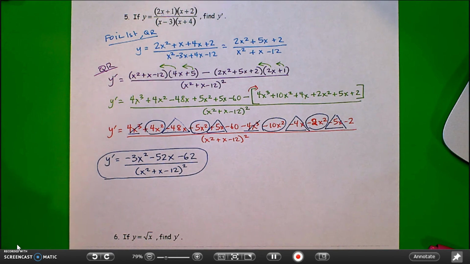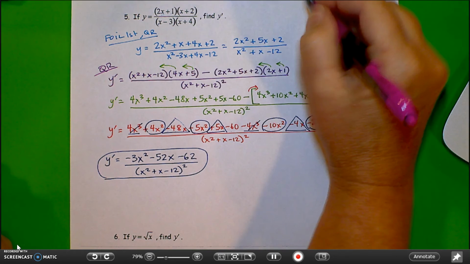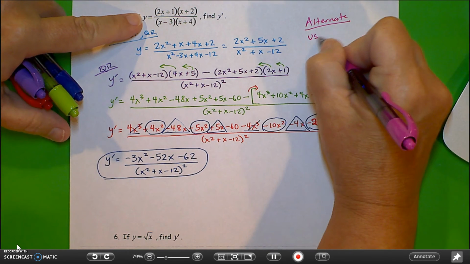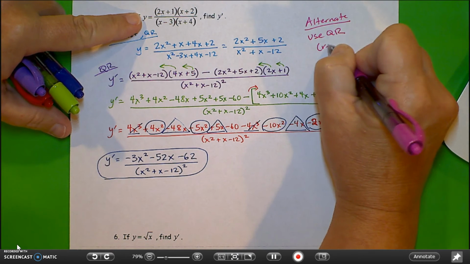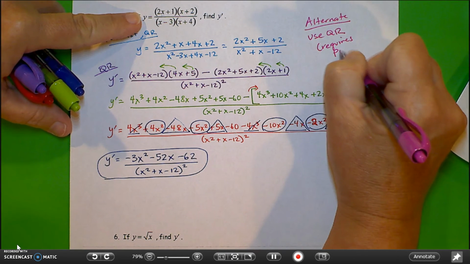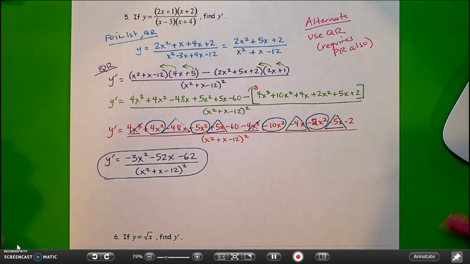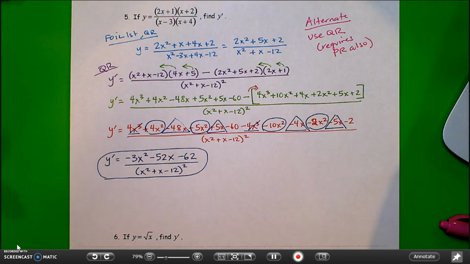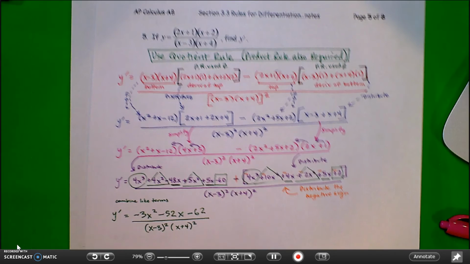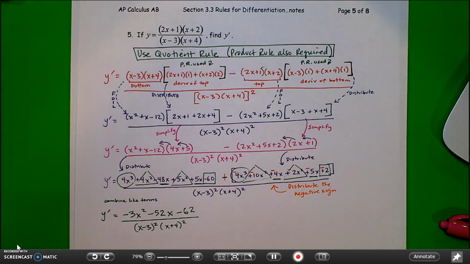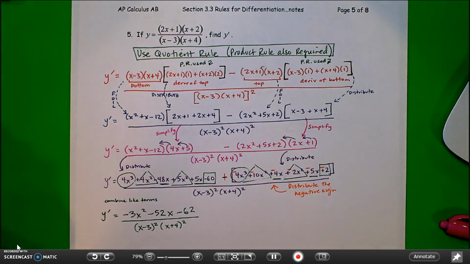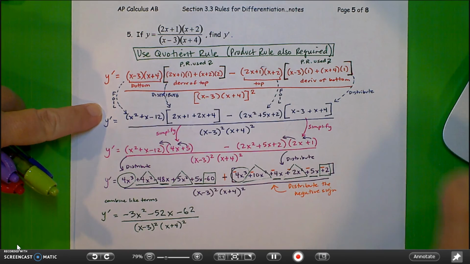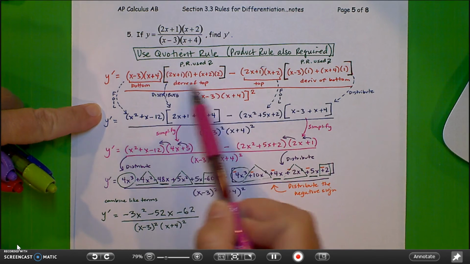The alternate method that I mentioned would be to use the quotient rule from the get-go, but it would require the product rule also. Okay, so I actually did that one already. I'm going to show you the results of that. And actually it looks pretty messy compared to what we just did. Here it is. This is when the quotient rule is done with the product rule embedded. So if you notice, the big quotient rule, but in order to do the derivative of the top or bottom in these brackets, there's the whole product rule required.